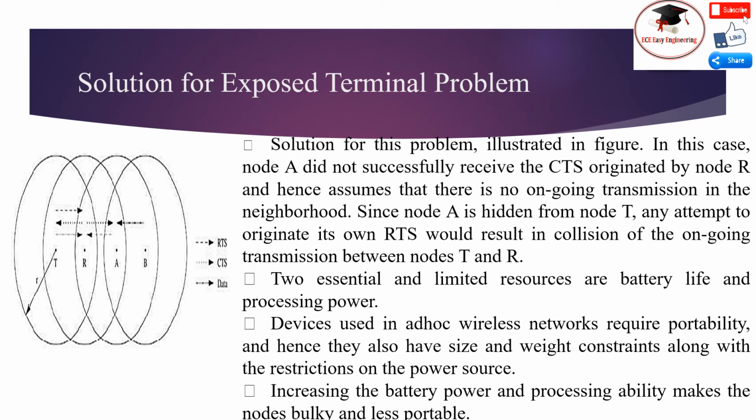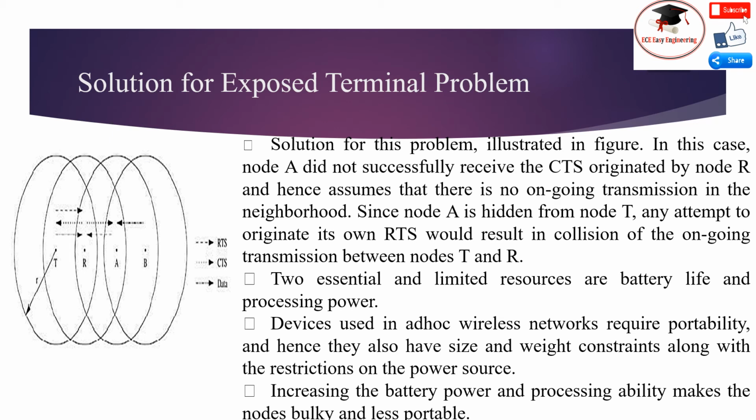Solution for the exposed terminal problem is seen here. In this case, node A did not successfully receive the CTS originated by the node R and hence assumes that there is no ongoing transmission in the neighborhood. Since node A is hidden from node T, any attempt to originate its own RTS would result in collision of the ongoing transmission between node T and R.